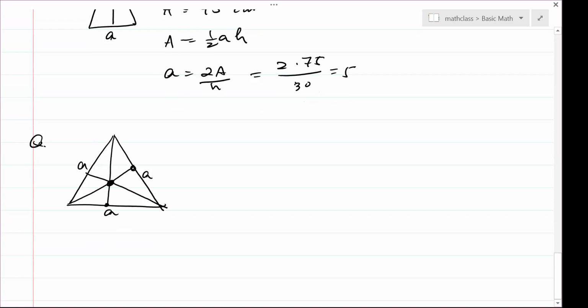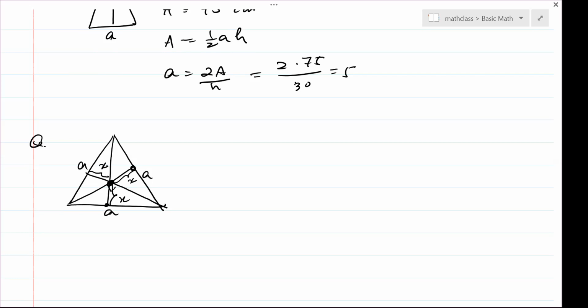So I would like to know this length. They're all equal, right? Can you express x in terms of a? Whoa, that's tough, right? But there are a couple of ways to do it.